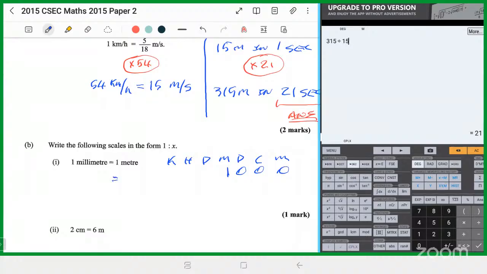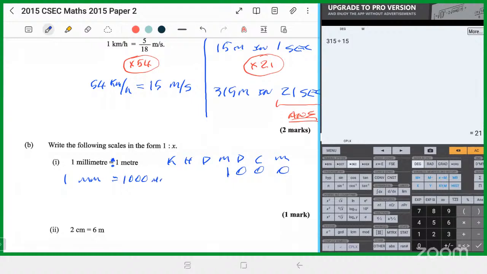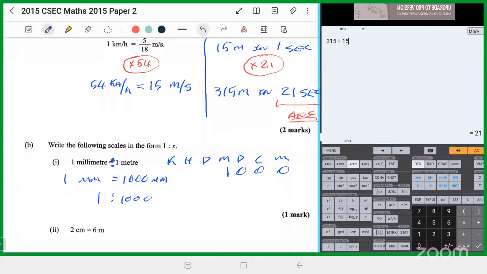So it means that 1 millimeter over here is equivalent, I should say is a ratio. No, this really should be a ratio. I put equal there, but it should be a ratio to 1,000 millimeters. And you can cancel off the millimeters and get it down to 1 to 1,000. And that's the answer, 1 to x. X is 1,000. This is the answer that I'm looking for.